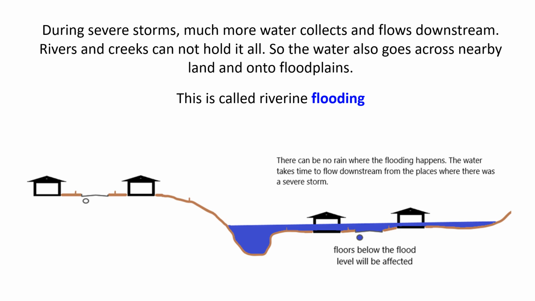This riverine flooding can happen in places where it might not even be raining. The size of the river or creek's catchment means that the storm can be happening elsewhere and the stormwater flowing downstream from other places.